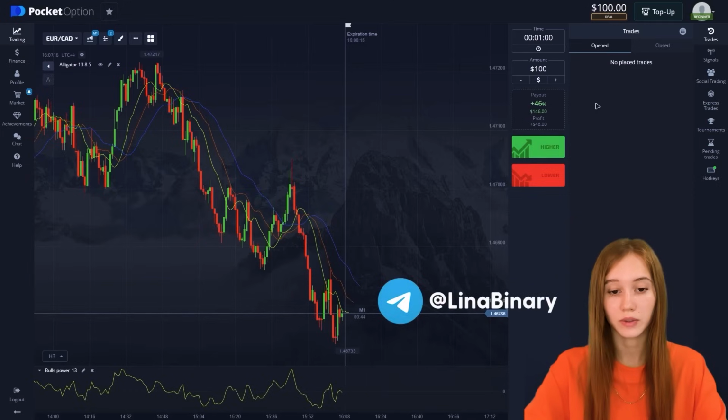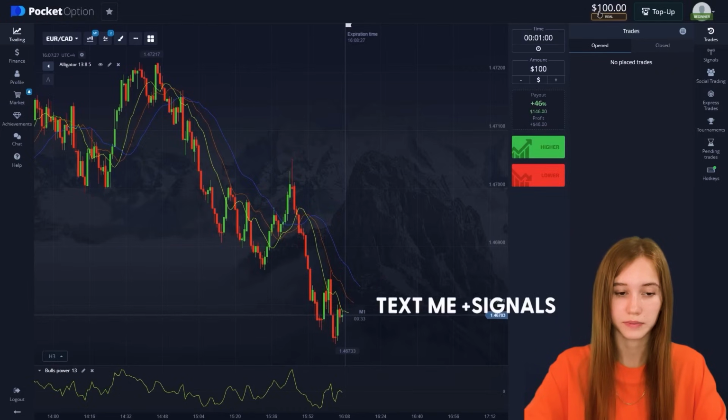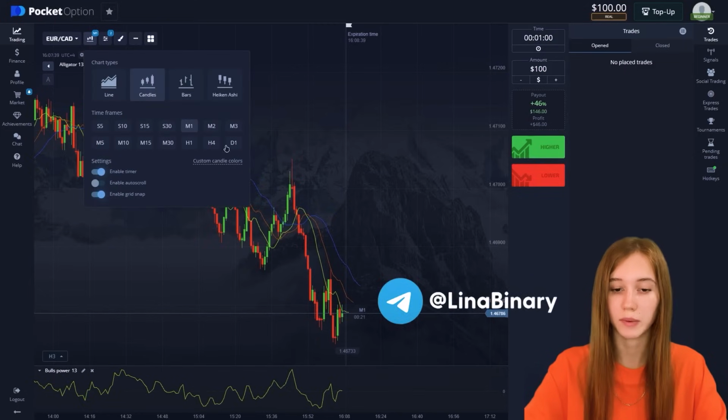So $100 is the deal amount for today. There will be minute trades, and let's start our trading. So there will be minute trades, as I said. Therefore, we include the minute time frame and candles.